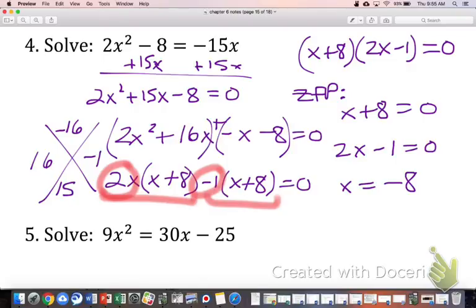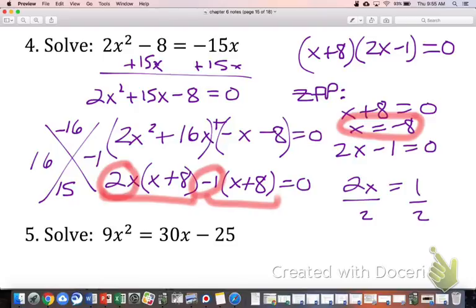You know, let me actually move that a little bit. I would get x equals negative 8. And then how would I solve the second equation? What would I do first? Add 1 to the other side, and then divide by 2. Yeah. So I'd end up with x equals negative 8, and x is equal to 1/2.